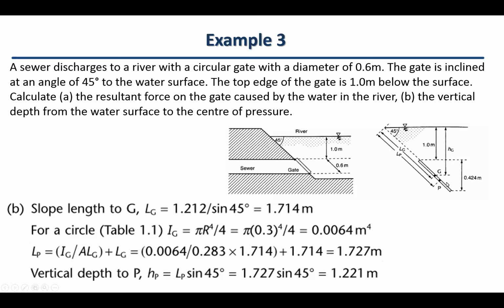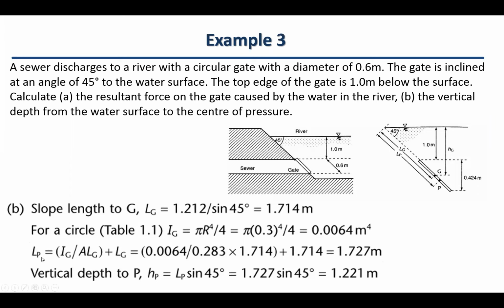And for the second moment of the area for the circular cross section, we know this is the formula: IG is equal to pi r raised to the power 4 divided by 4. Pi times 0.3, which is the radius of the gate, since the diameter was 0.6, raised to the power 4 and divided by 4. All of it is equal to 0.0064 meters raised to the power 4. So this is IG.